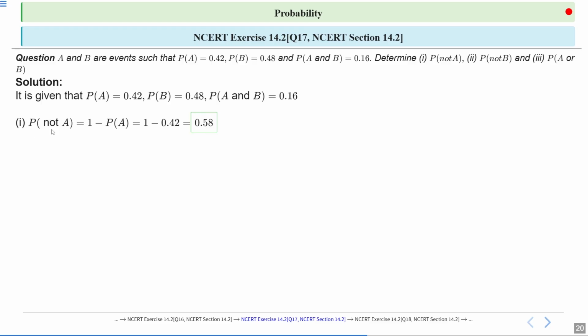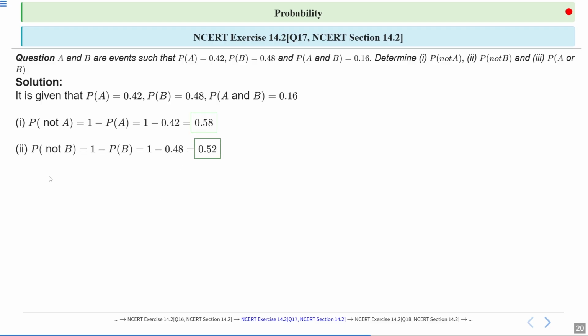So note this formula, and using this formula we will find probability of not A. This is equal to 1 minus probability of A, and we have given probability of A is 0.42. So now put the value of probability of A as 0.42 in this formula, then we will obtain probability of not A equal to 1 minus 0.42, and this is equal to 0.58. Okay, so probability of not A is equal to 0.58.